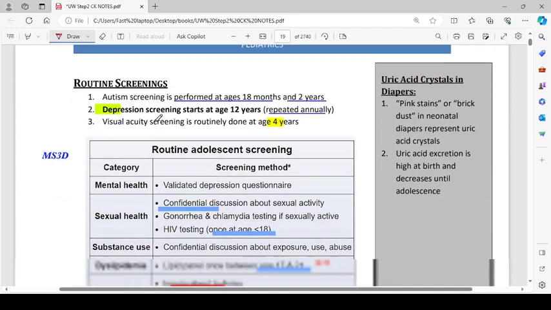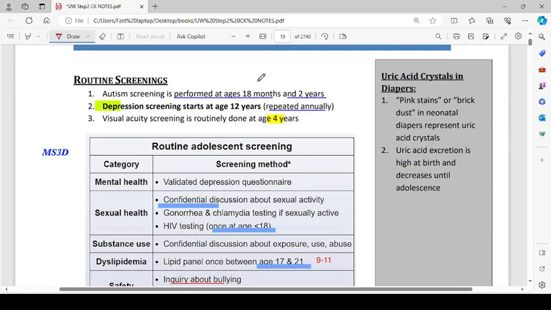So routine screening. Autism screening is performed at the age of 18 months and 2 years. Depression screening starts at age 12 years and then it is repeated annually. Visual acuity screening is routinely done at the age of 4 years.